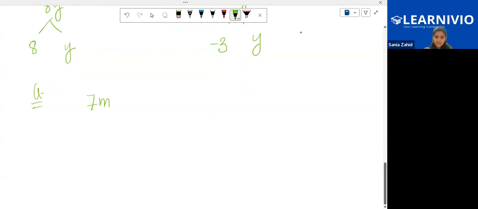So one more question you have. Please make a tree diagram for 7mn minus 4 and also make a tree diagram for 2x square y. These are two different questions. Question 1, question 2. Okay?